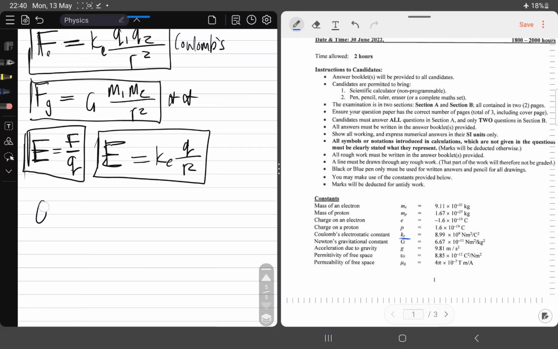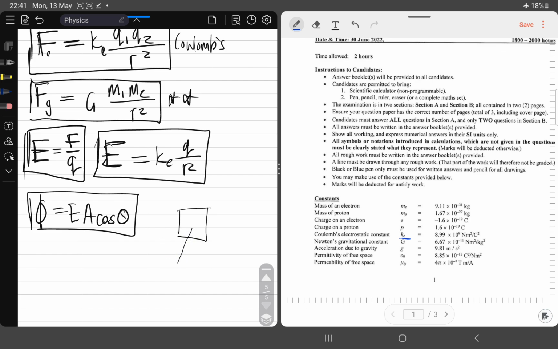And then we can put flux. Flux is equal to EA cos theta. What you should know is that theta is the angle between the electric field and the normal to the area. So it's not the angle with the area, but the angle to the normal. If my area is like this, then the normal to the area is the one that goes in and out. So I'll be looking for the angle between the field and that normal line. Just know that.